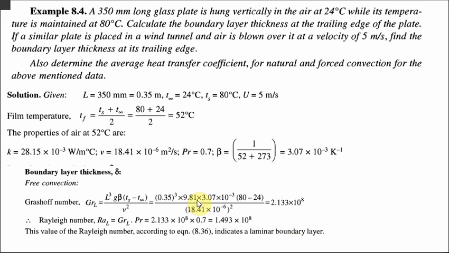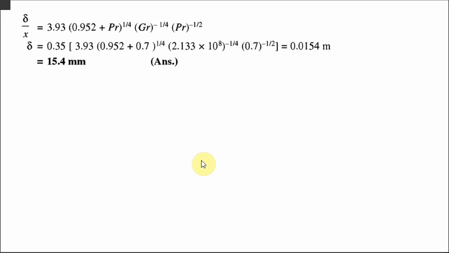So we can go to page number 143, where the boundary layer thickness, delta by x value, is given with this correlation. So substitute the values of Pr and Gr and get the boundary layer thickness delta, where x is the length of the plate. Here the length of the plate is 0.35 meters.